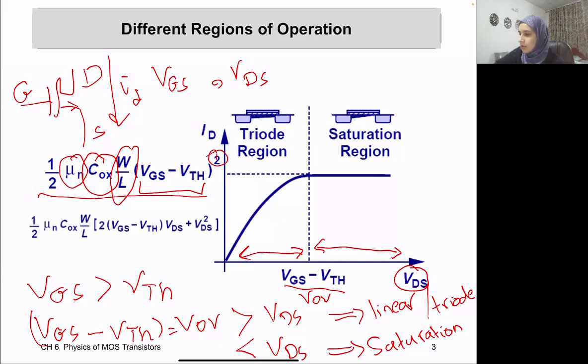Now in the linear region, the triode region, you can see that there is a linear relationship between the VGS minus V threshold and the current, so it's not raised to the power of 2. There is a VDS squared term, but we are mainly talking about the relationship with respect to VGS.